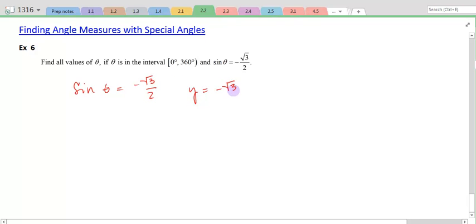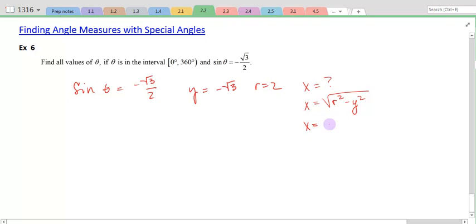negative square root of 3, r is 2, and because I'm trying to figure out what angle value I'm actually looking at, I kind of think I'm going towards, well, what is x? So if I want to know what x equals, I can find that using y and r. X is going to be the square root of r squared minus y squared.